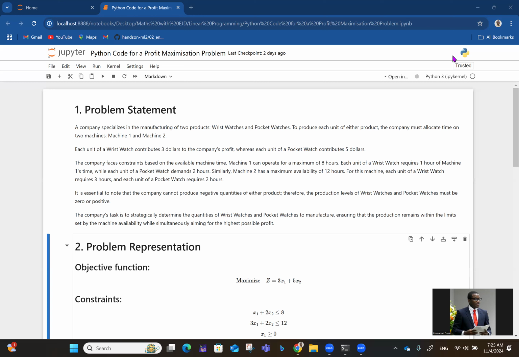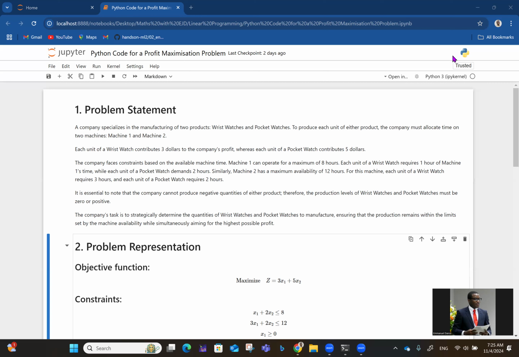So it is essential to note that the company cannot produce negative quantities of either product. Therefore, the production levels of wristwatches and pocket watches must be zero or positive. So the company's task is to strategically determine the quantities of wristwatches and pocket watches to manufacture, ensuring that the production remains within the limits set by the machine availability while simultaneously aiming for the highest possible profit.